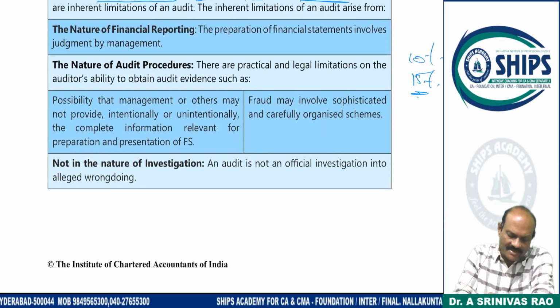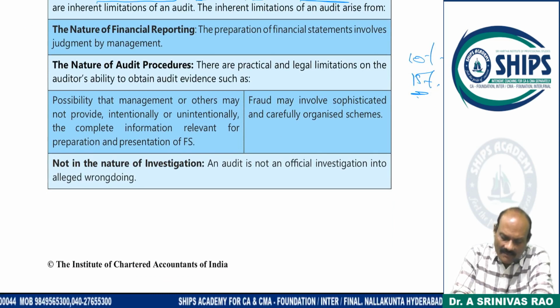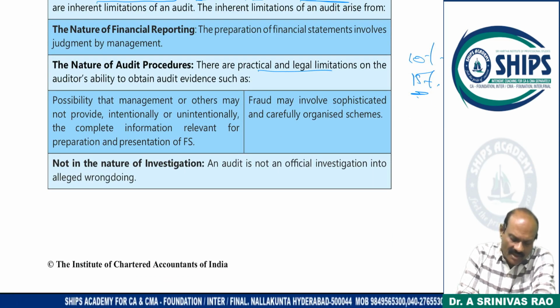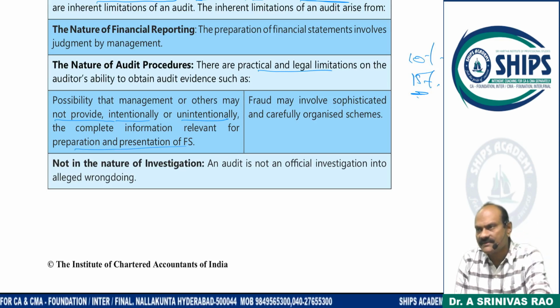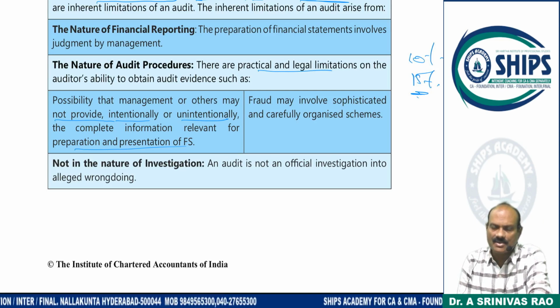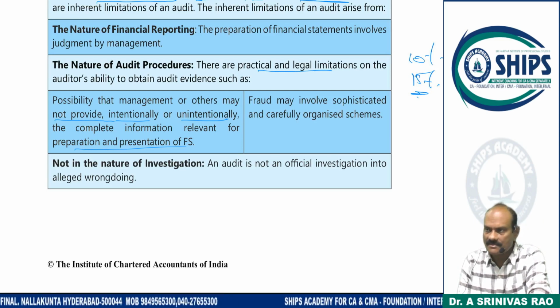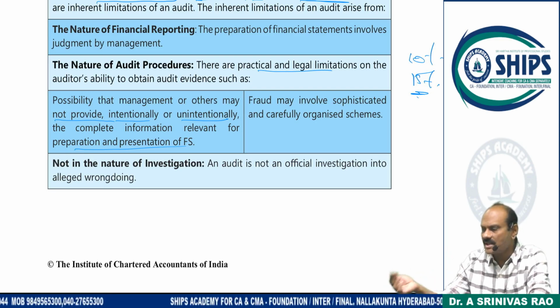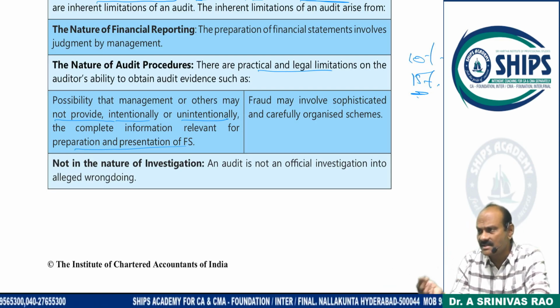And the other one is the nature of audit procedures. There are practical and legal limitations on the auditor's ability to obtain audit evidence. There is the possibility that management or others may not provide, intentionally or unintentionally, complete information for the presentation of the financial information. Truly, if I did the irregularity while keeping the books of accounts, I won't give total information to my auditor. I try to always avoid, to postpone the things. And with that, you should understand as an auditor that there is something wrong.